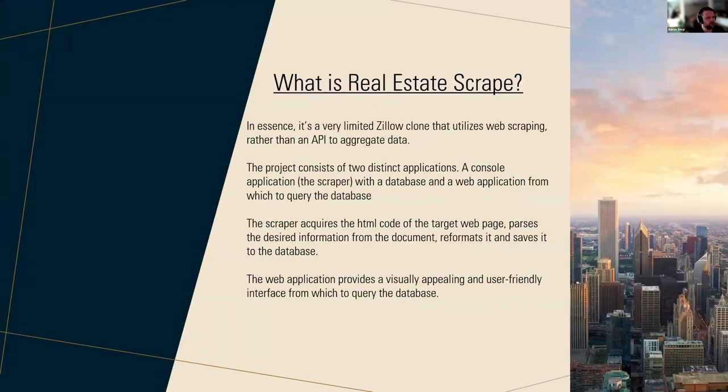So what is Real Estate Scrape? In essence, it's a very limited Zillow clone that utilizes web scraping rather than an API to aggregate data. The project consists of two distinct applications, a console application with a database and a web application from which to query the database. The scraper acquires the HTML code from the target web page, parses the desired information from the document, reformats it, and saves it to the database. The web application provides a visually appealing and user-friendly interface from which to query the database.